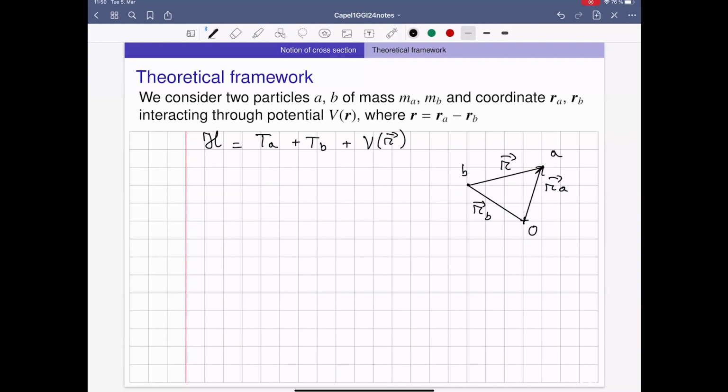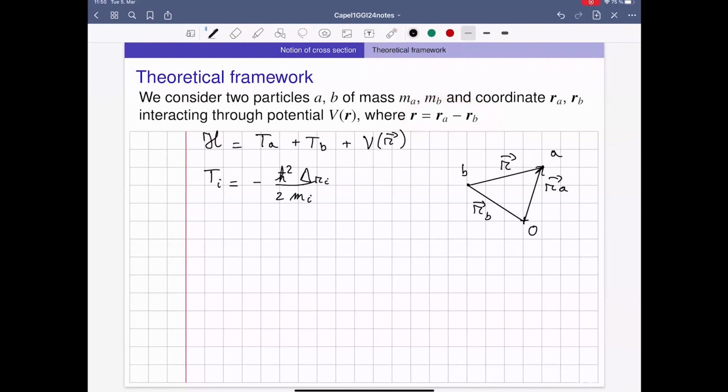And this is not ideal. So just to make sure, Ti is minus h bar squared Laplacian of Ri divided by twice the mass of particle i. And this is not ideal because R is a combination of RA and RB, and this is not the ideal way.